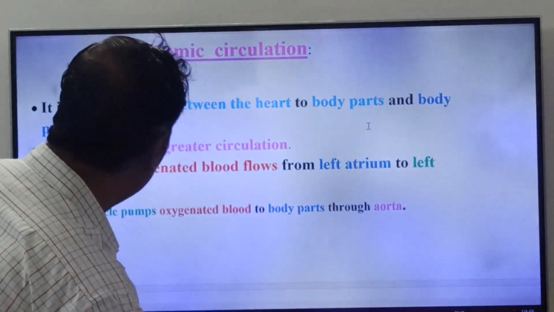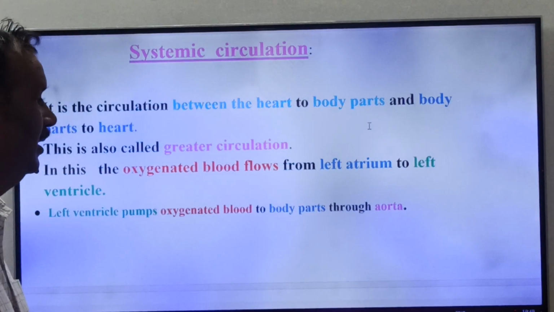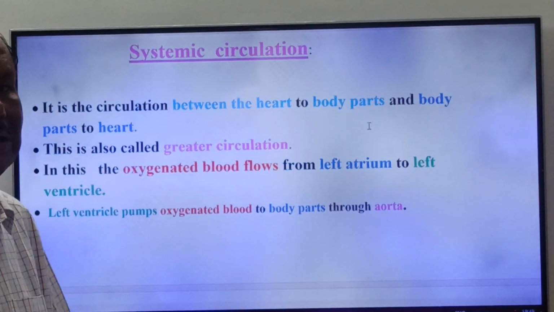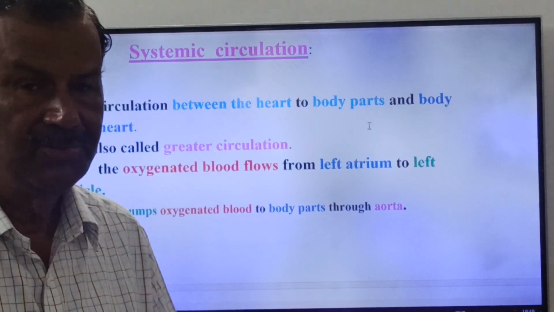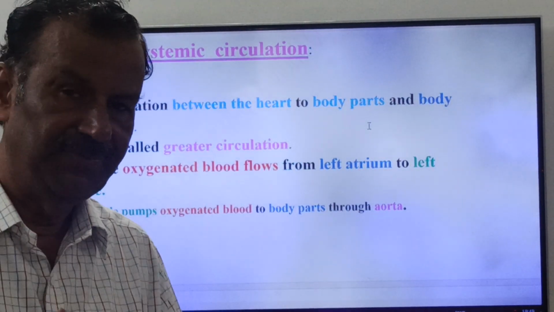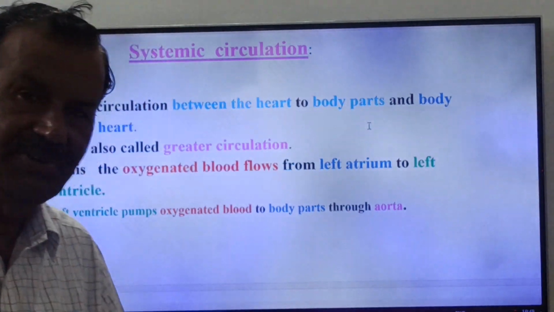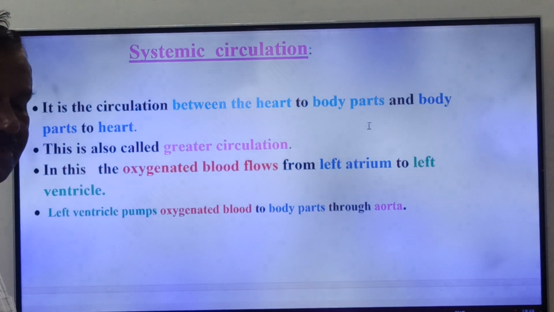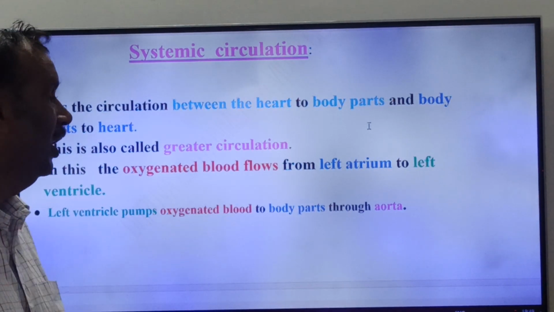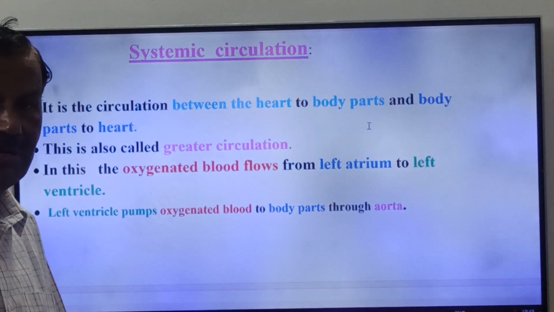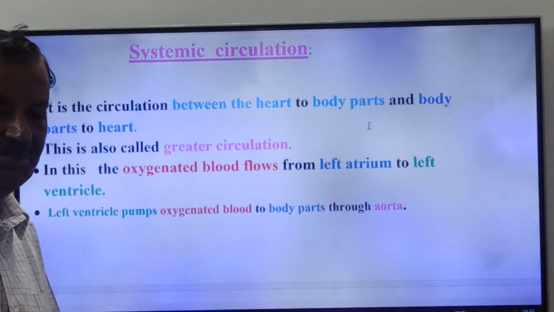In this, the oxygenated blood flows from the left atrium to the left ventricle. In the systemic circulation, the oxygenated blood first enters the left ventricle from the left atrium. This left ventricle pumps oxygenated blood to body parts through the aorta. What is the aorta, friends? Systemic aorta or left systemic arch.